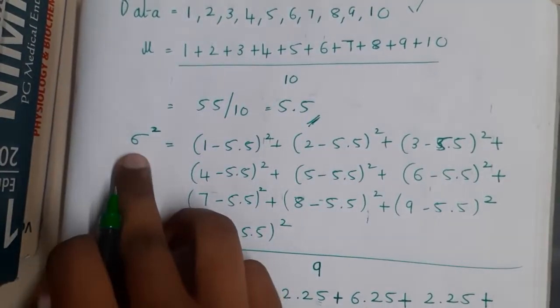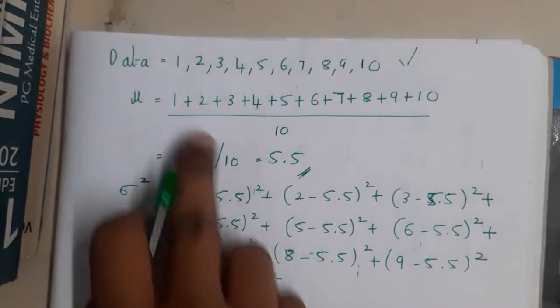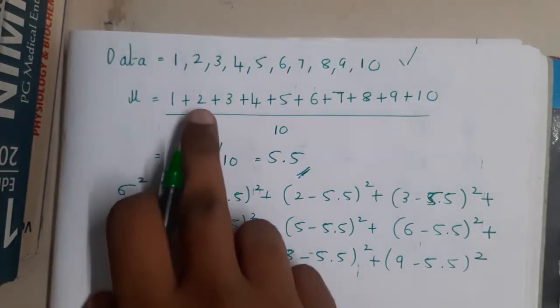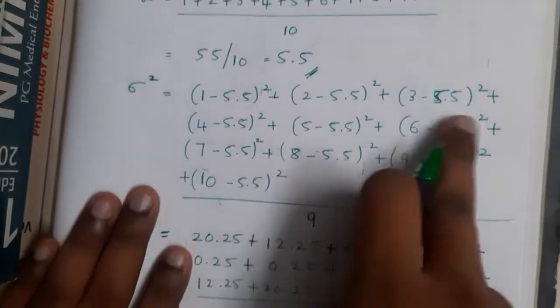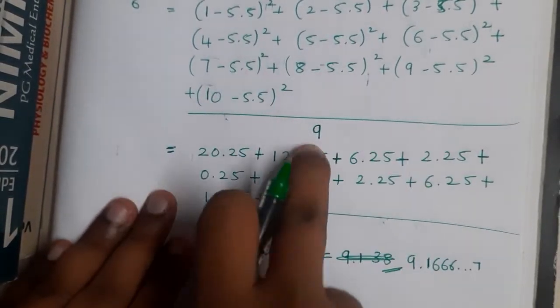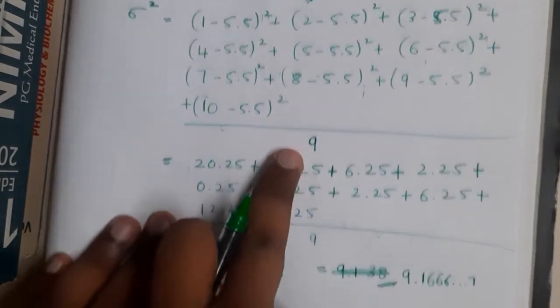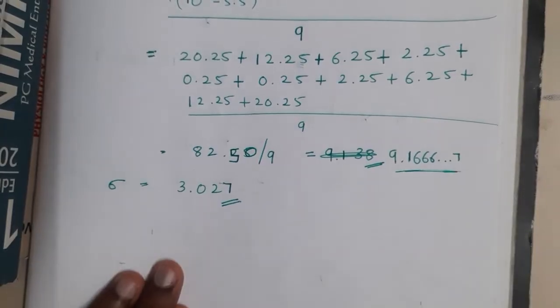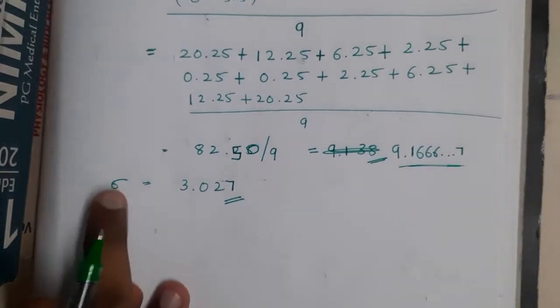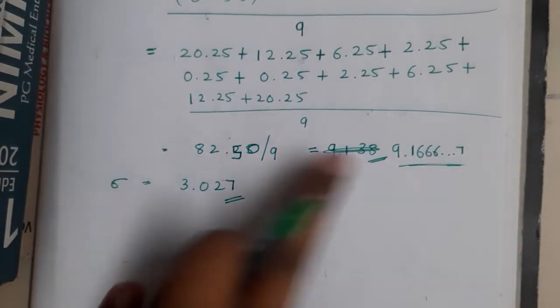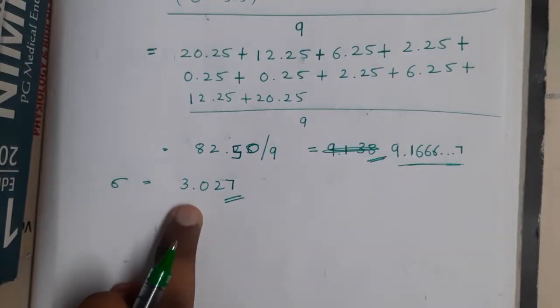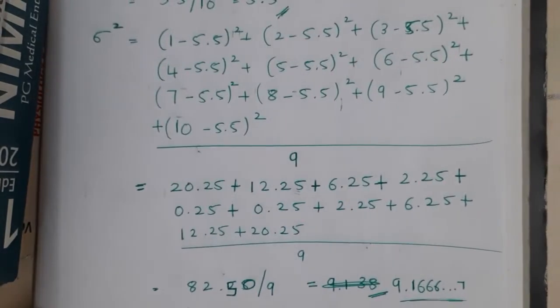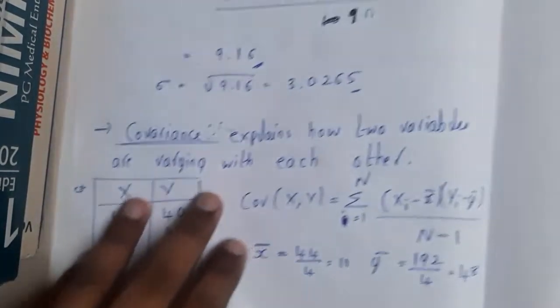So what is the variance, guys? Variance is (1 minus 5.5) whole square plus (2 minus 5.5) whole square, and in that way you write all of them, divided by n minus 1. So instead of 10, it will be 9. You'll calculate it and get this value; you can cross check it also. Standard deviation is the square root of this value, and we get this. Got it? You can check the calculations, and if there's any mistake, let me know or comment down below so that I can pin it and everyone can check it.